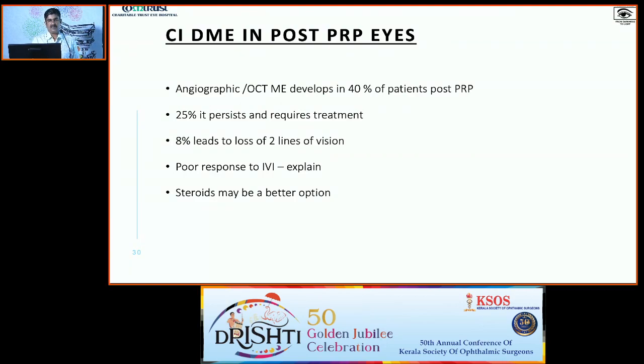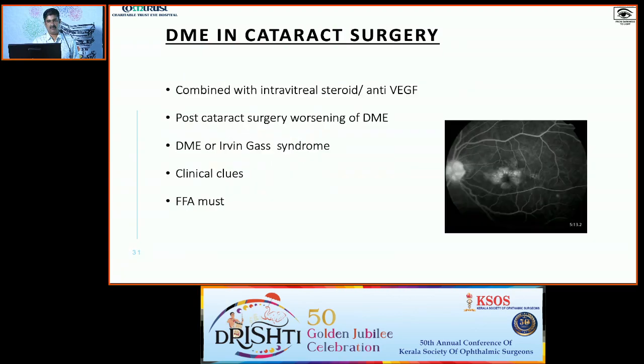And center-involving DME post PRP is also very common. Even though 40% of the patients angiographically develop CME after PRP, only 25% require treatment. In these cases, the response to anti-VEGF is poor. Steroids may be a better option.